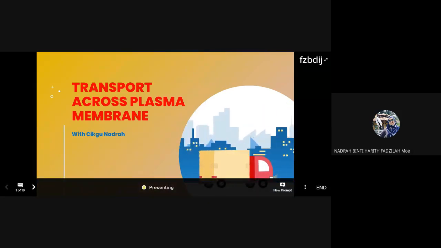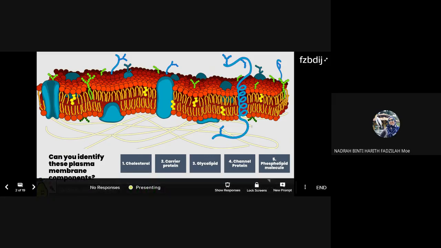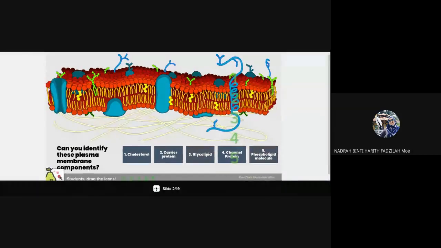While we wait for the other friends, we will slowly recall what we have learned before, which is the components of the plasma membrane. Okay, for this particular slide, for those who are new to using the PDF, this is a draggable icon. There are draggable icons on the right side of your screen here. So number 1 is cholesterol. Which one is cholesterol? You drag the icon and put it there.